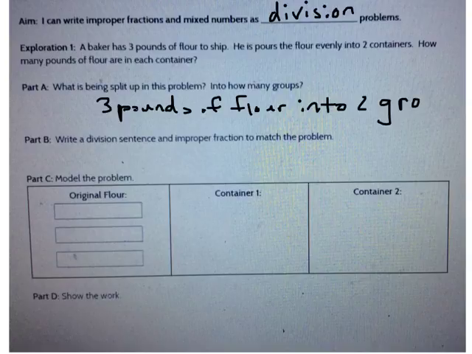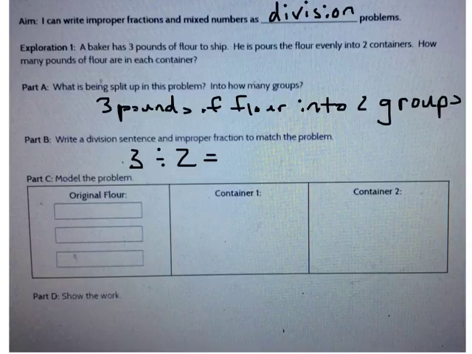So let's write a division sentence to help us answer this problem. I'm splitting up the 3, so my division sentence is 3 divided by 2. I know from yesterday that I could write that as an improper fraction. What fraction is equal to 3 divided by 2? It's 3 over 2, numerator divided by denominator.